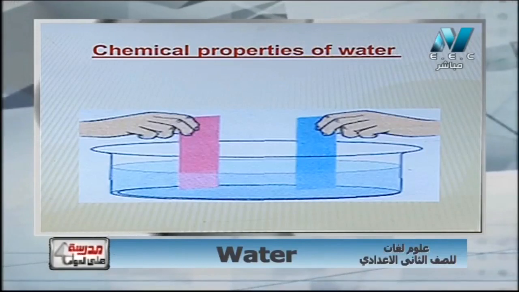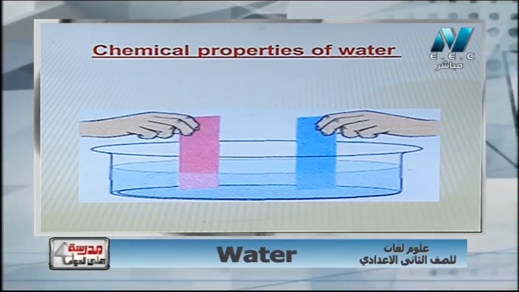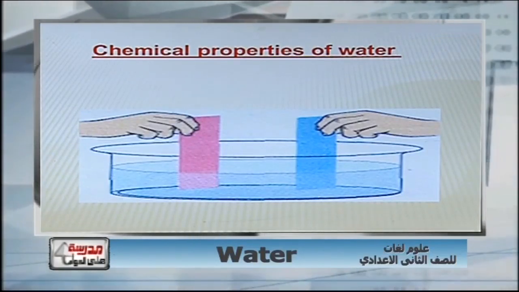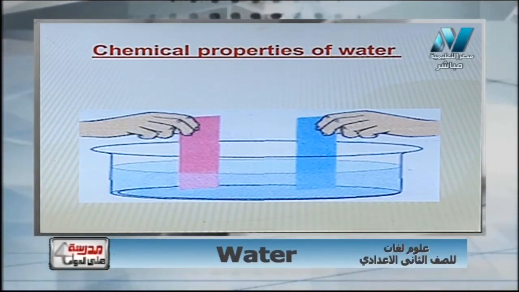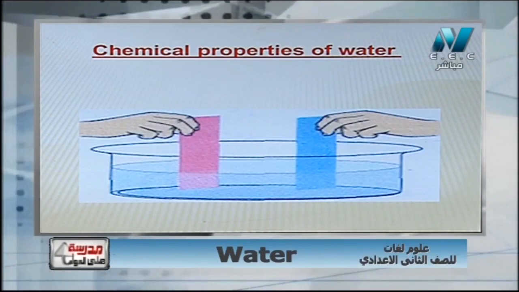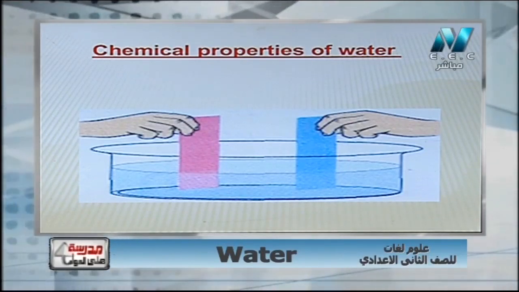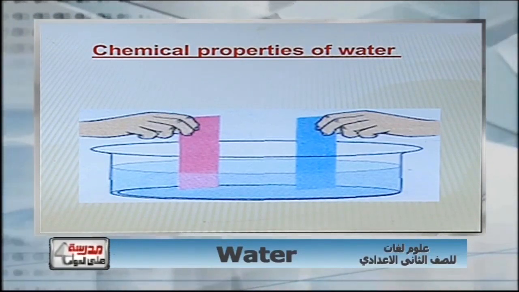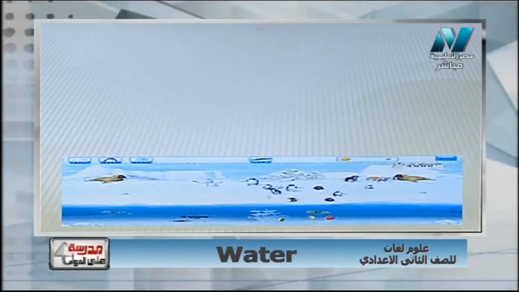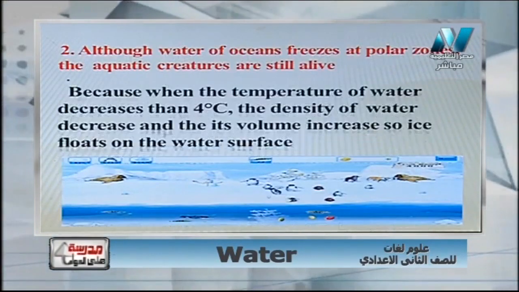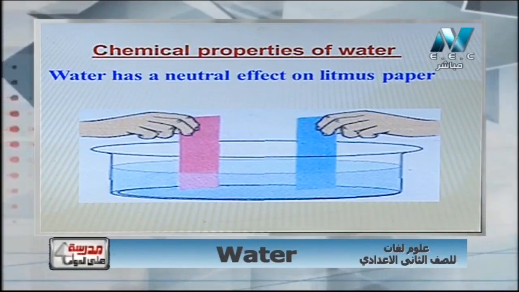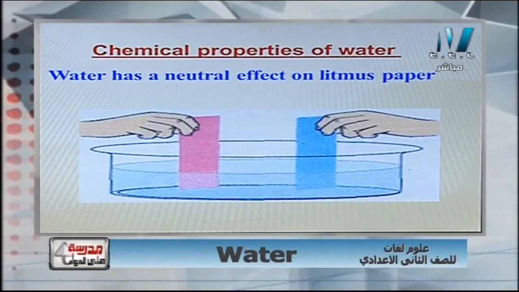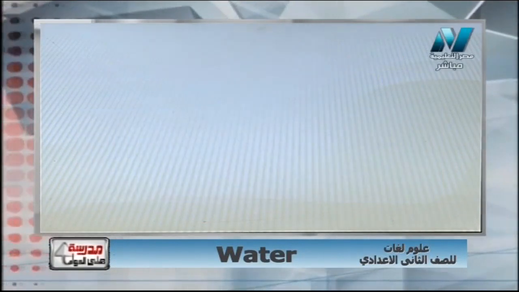As we see here, the litmus papers, the red and the blue, don't change. Both of them don't change. Why don't they change? Because it has a neutral effect. Okay, let's see together. Water has a neutral effect. Why? Because it doesn't change litmus paper.